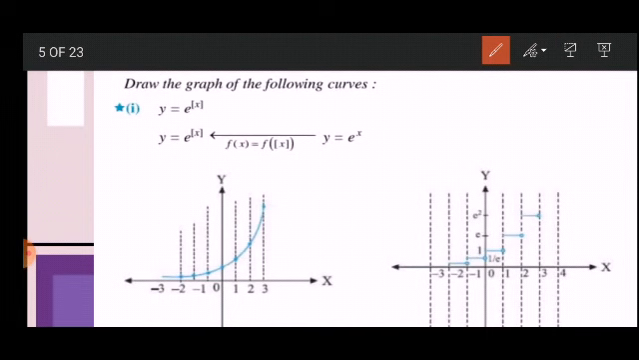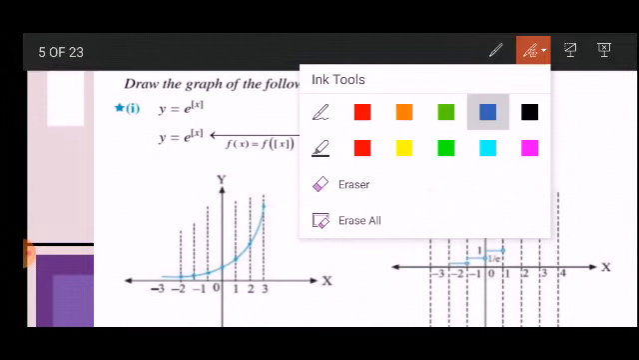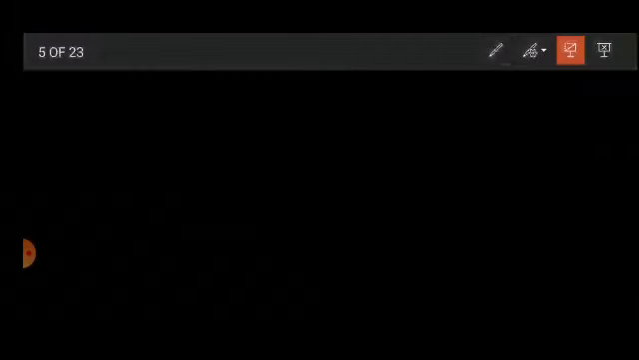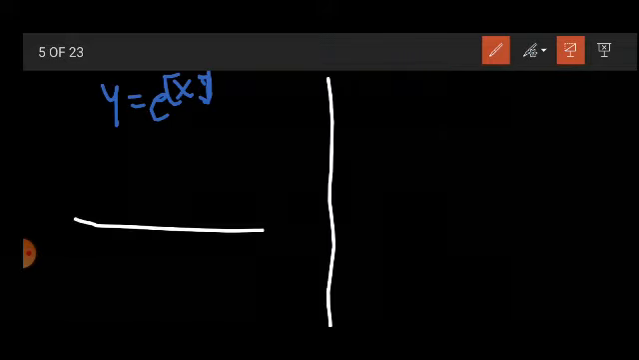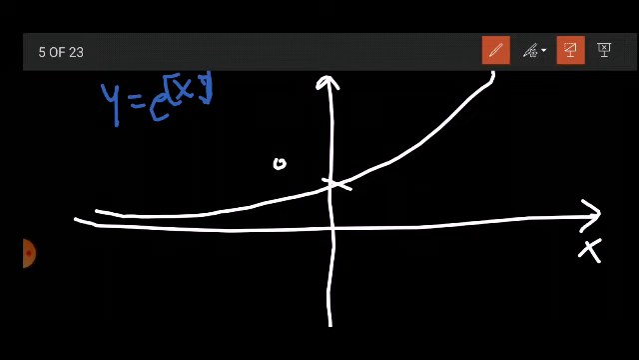Let's see. Here we are using y equal to e to the power gi of x, as you can see over here. I can explain this once again. How to draw y equal to e to the power x? We have to use gi. To understand this, let me draw the x-axis and y-axis here. This is the x-axis, this is the y-axis. Here, you know, this is 0, 1.